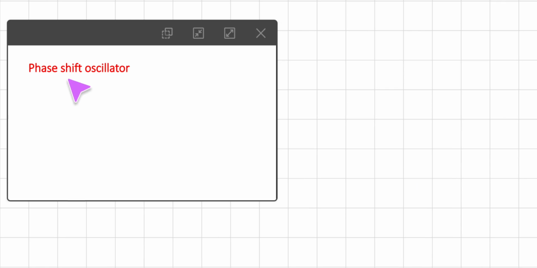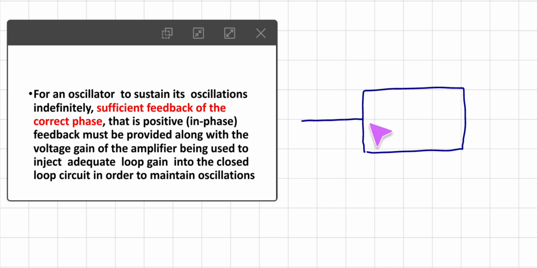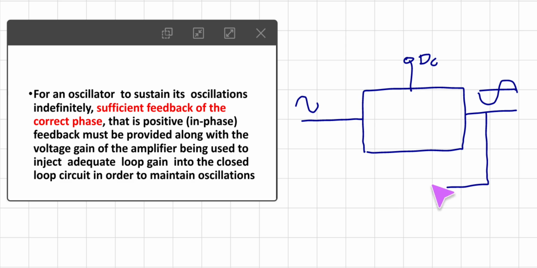So let us consider an example of an oscillator using an operational amplifier, that is a phase shift oscillator we are going to consider. See, for an oscillator to sustain its oscillations indefinitely, sufficient feedback of the correct phase, that is positive feedback, must be provided along with the voltage gain of the amplifier being used. So see, this is an amplifier with a certain voltage gain. Let us consider this is an input signal. In case of an amplifier we know that the output is inverted, that is 180 degrees out of phase. But to convert this amplifier into an oscillator, we need to provide some feedback. That feedback must be a positive feedback.